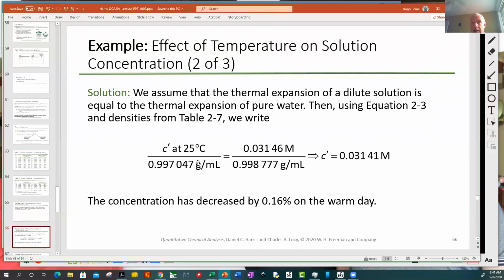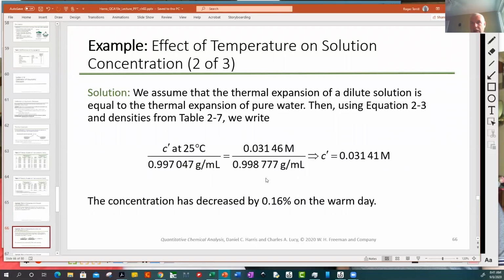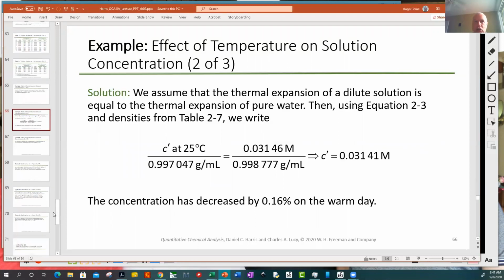So the way that you do that is you just put in the 17 degree, let's just say 17 and 25. This is 17 degrees, this is 25 degrees. So then you just solve for C prime, you just multiply this by the density ratio. And instead of 3146, you want 3141. So it changed the fourth digit. Just a word to the wise, this is not going to be used in Chem 55 lab. But as a good chemist, you kind of need to know.